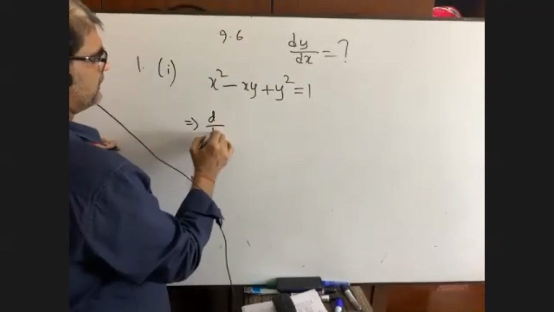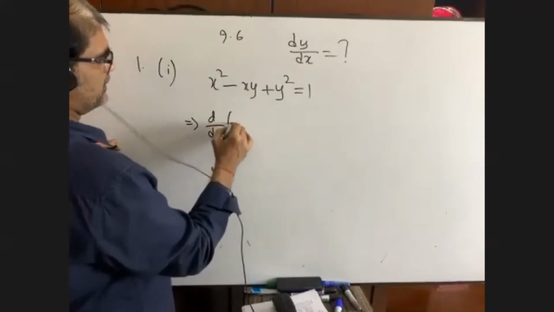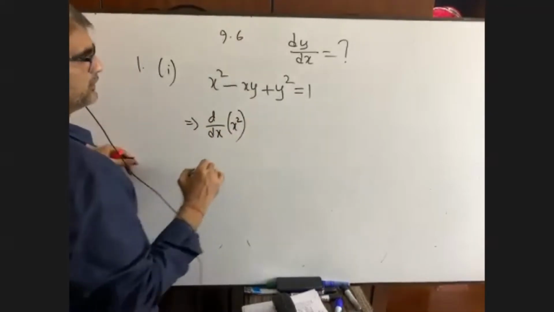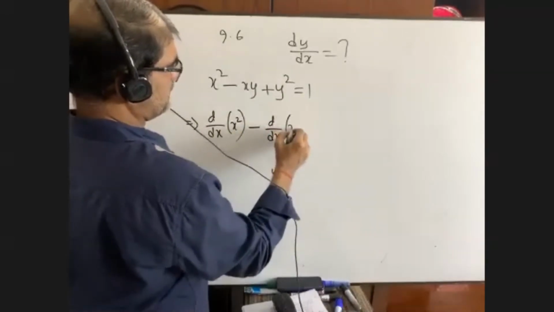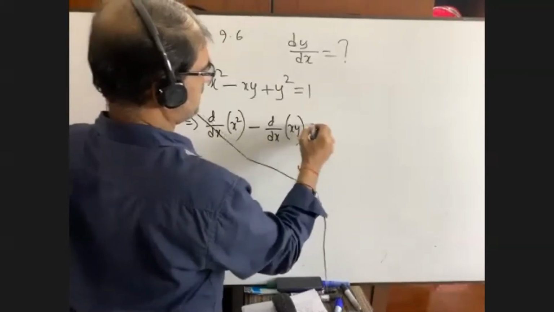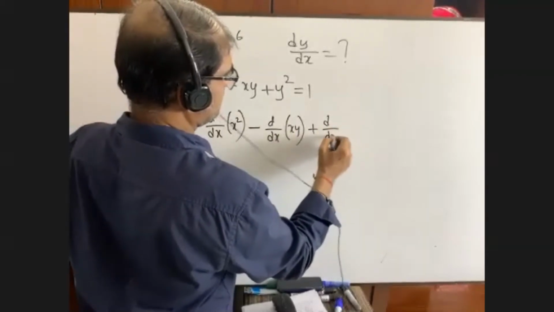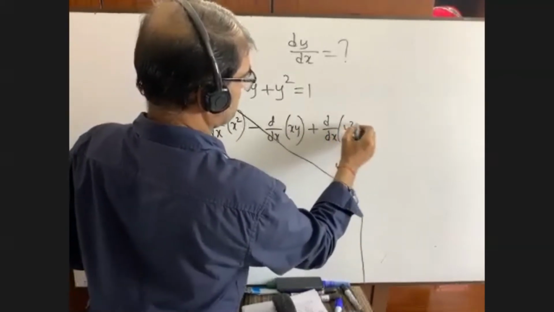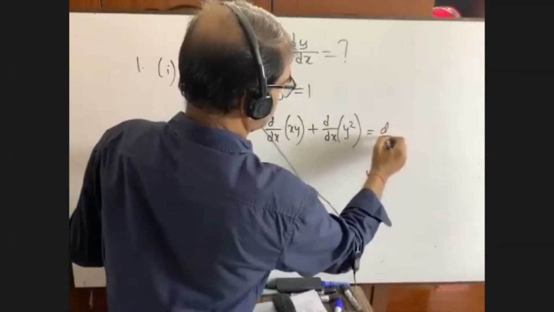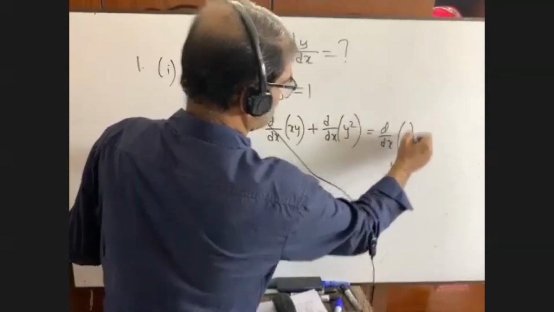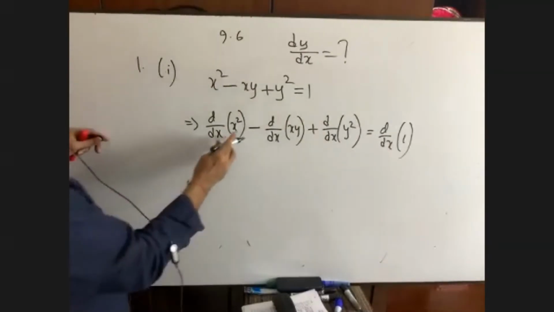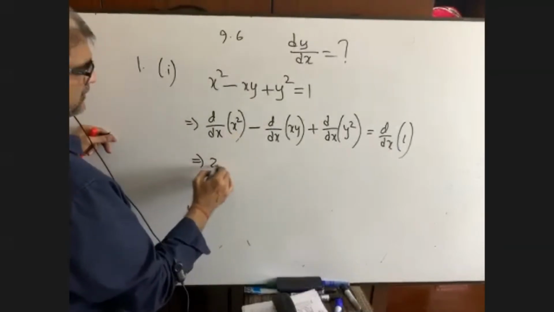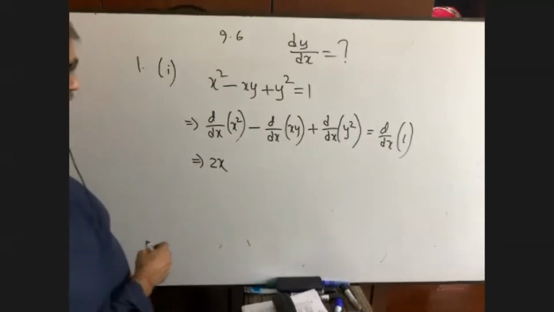Twice. D by dx x square minus d by dx xy plus d by dx y square equals to d by dx 1. Talk to me. Who has failed to understand? Very good. Now just let me know. It is what? 2x. 2x. Now you see.